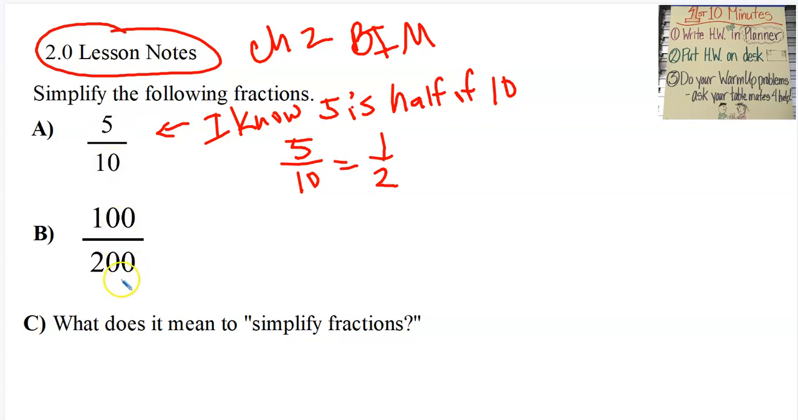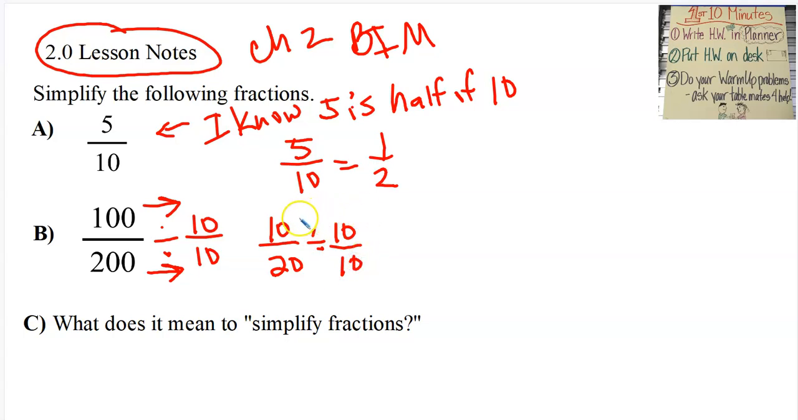Okay, for the second one, I could do the same thing. I know 100 is half of 200, but I thought, what if my students know how to do this? Both numbers end in 0, which means they're both divisible by 10. So I basically go in this direction, dividing 100 by 10 and 200 by 10, which gives me 10/20. But then these numbers end in 0, so they're both divisible by 10. And then I end up with 10 divided by 10 and 20 divided by 10. So that's how I get a simplified fraction of 1/2.